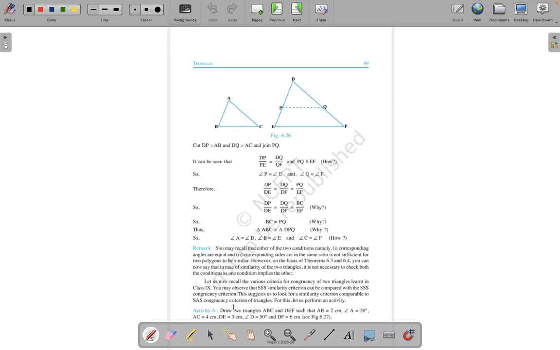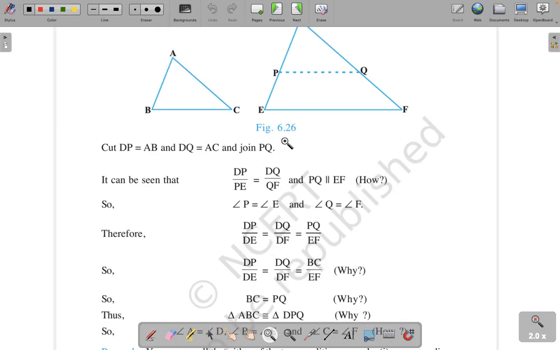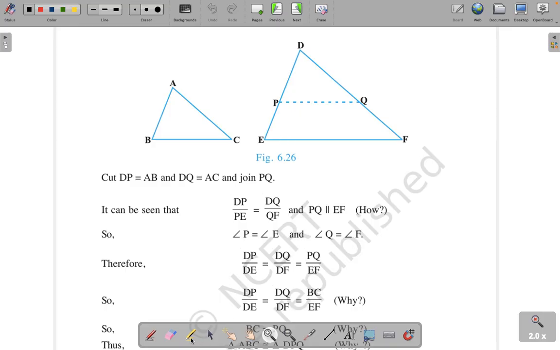Here you are given the opposite. You are given AB upon DE is equal to AC upon DF is equal to BC upon EF. So draw a triangle such that DP is equal to AB, and DQ is equal to AC, same thing.